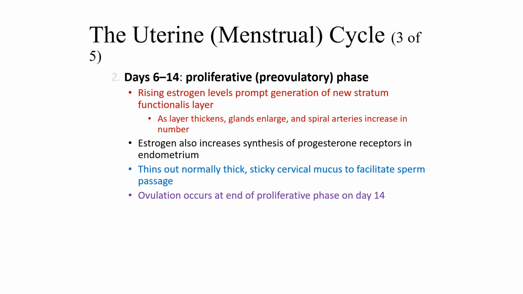Ovulation occurs at the end of the proliferative phase around day 14. What we do know is that the mucus thins out usually around day 13, 14, 15. Okay, those are your 3 days, because we think ovulation should be on day 14, but it might happen a little early, might happen a little later. You have to get to know your cycle.